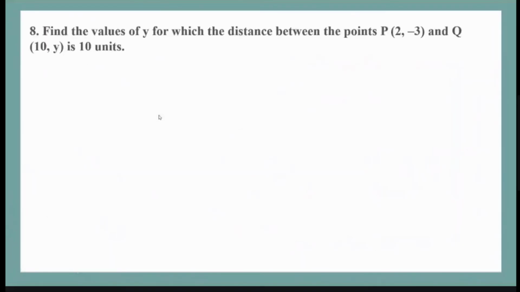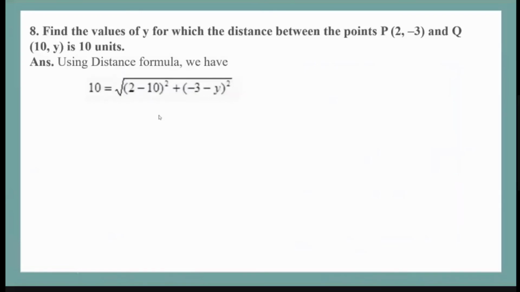Eighth question: find the values of y for which the distance between the points P (2, -3) and Q (10, y) is 10 units. A very simple question. The distance between the 2 points is given to us, so I'll find the distance using the distance formula and equate it to 10. So 10 is equal to the square root of (2 minus 10) whole square plus (-3 minus y) whole square.